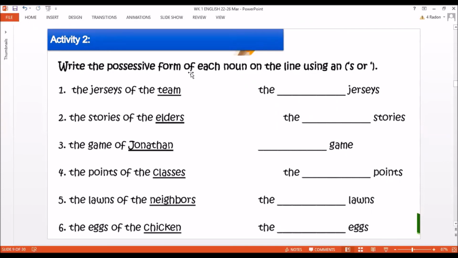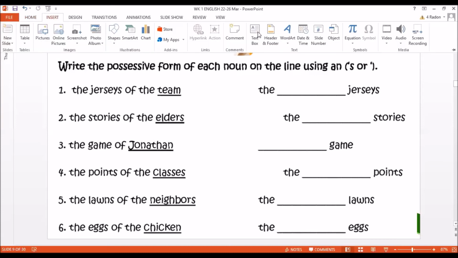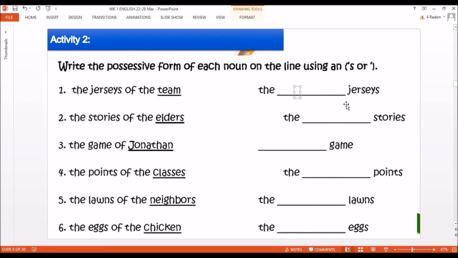Write the possessive form of each noun on the line using an apostrophe S or apostrophe only. The jerseys of the team. So our owner is the team. So what do we write? Apostrophe S or apostrophe? So we write apostrophe S because it does not end in S. So the answer is team apostrophe S.